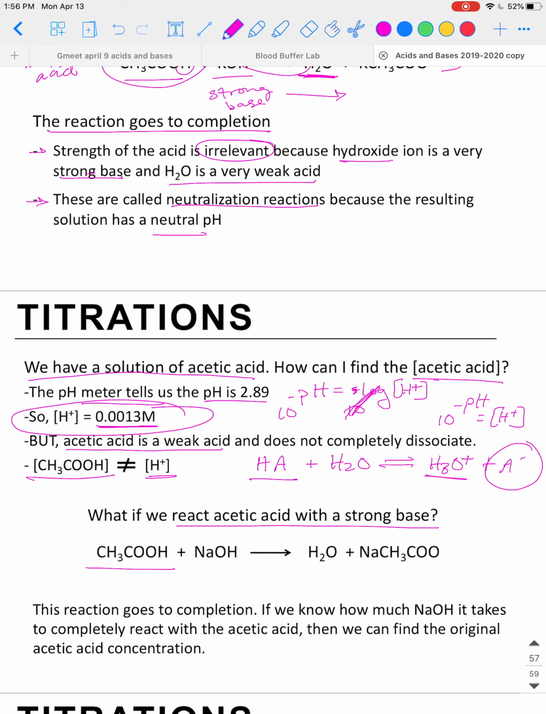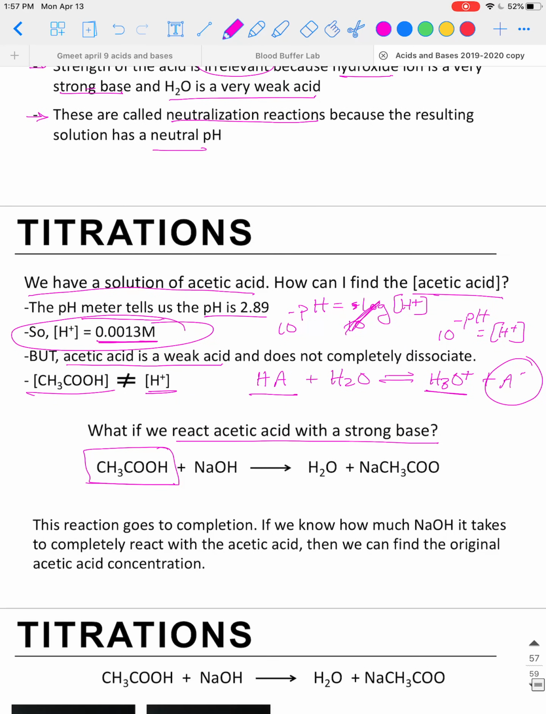Okay? But if we have that solution of acetic acid and we react it with a strong base, we are going to force every molecule of acetic acid here to react. So what that means is that the number of NaOH molecules needed, or the number of moles of NaOH needed to react with the amount of CH3COOH we have, the amount of acetic acid we have, we can determine the acetic acid concentration with that, okay?